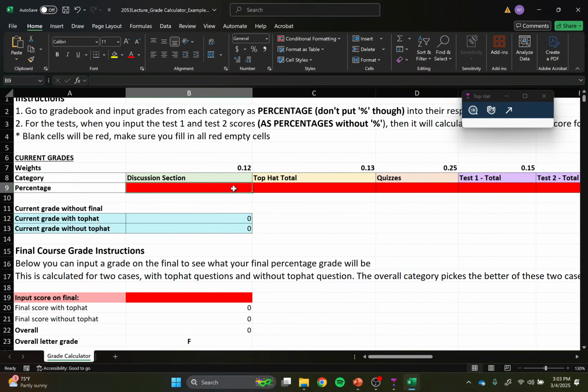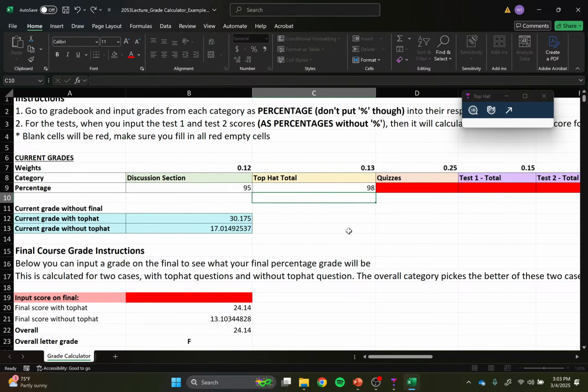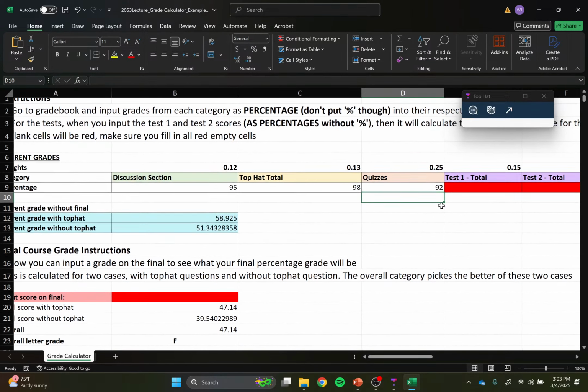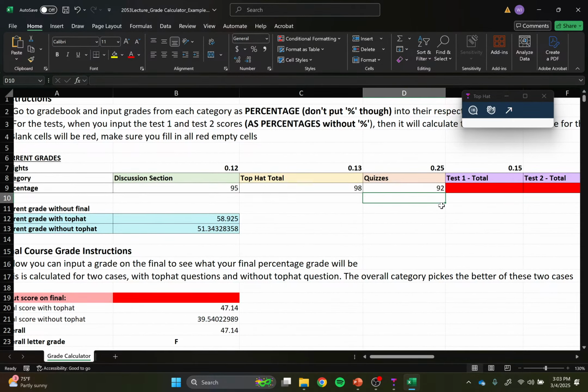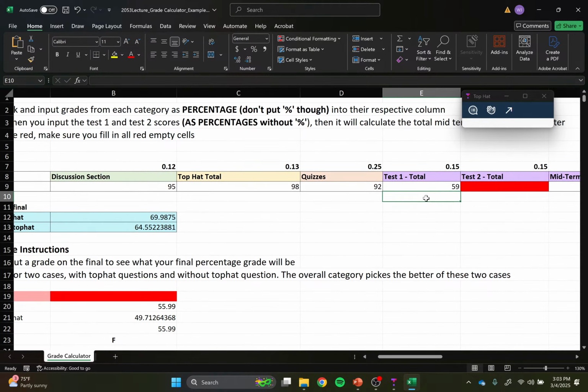What you do is you go on web courses and find your current grades in each of these sections. Say in discussions, you've done pretty much everything, 95%. Say in Top Hat, 98%. Say in the quizzes, you have a 92%. I'm putting really high percentages because these should hopefully be really high for everyone, since if you did it, you got the points. Then test 1, maybe that's lower. We'll just put the average from the last exam, which was, I think, a 59. I'm not sure after free response how much that went up. Whatever, 59, 60.